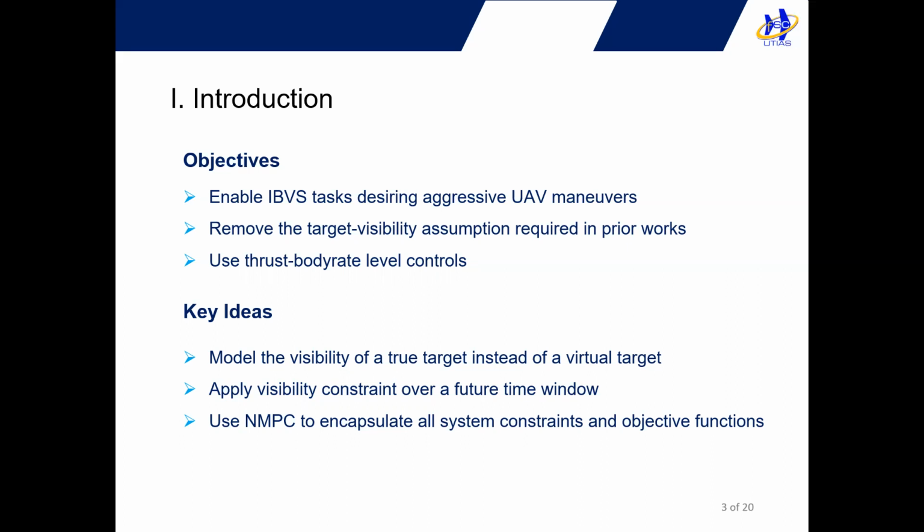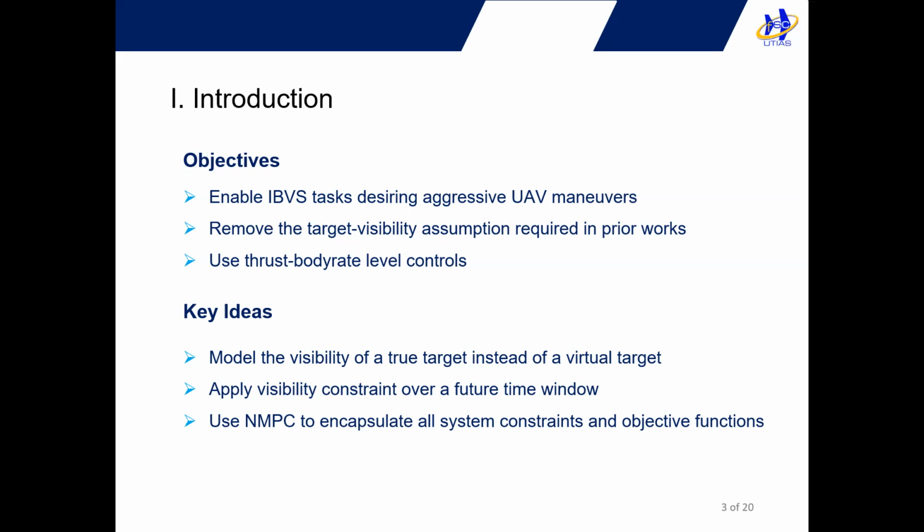Hence, our objective is to bridge the gap between IBVS and aggressive UAV maneuvers. Specifically, we propose a control framework that can automatically balance the level of agility with the requirement of target visibility. In other words, the controller solves how aggressive it can be under the visibility constraints.